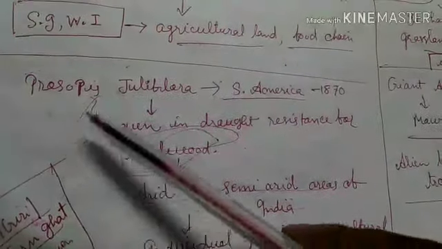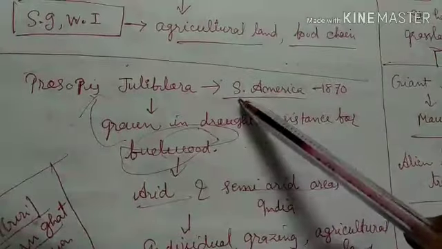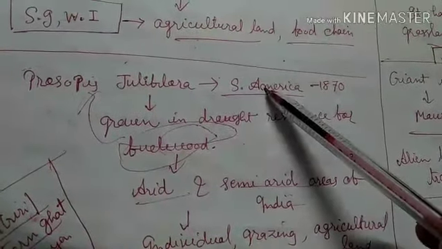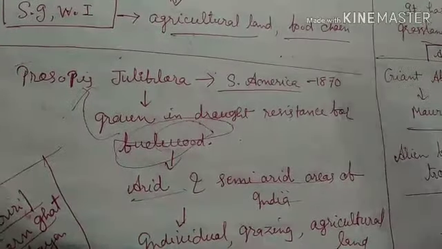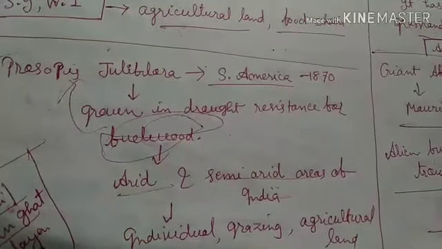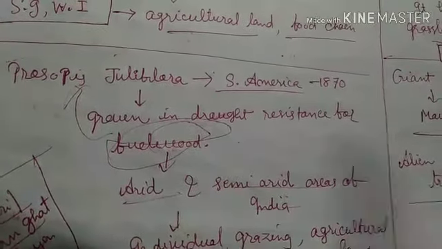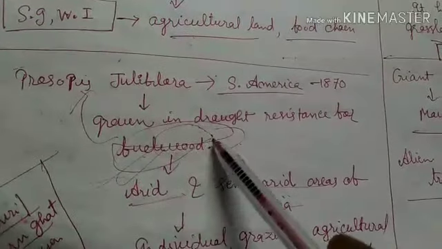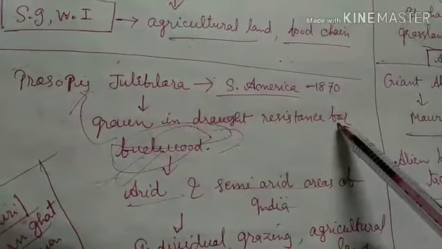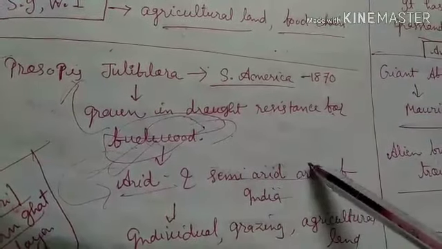Then another invasive species is Prosopis juliflora. It is originally found in South America and was imported to India in 1870. What was its purpose? Its purpose was to produce fuel wood. And its nature was such that it is a drought-resistant plant, and that is why it was planted in most arid and semi-arid areas of India.